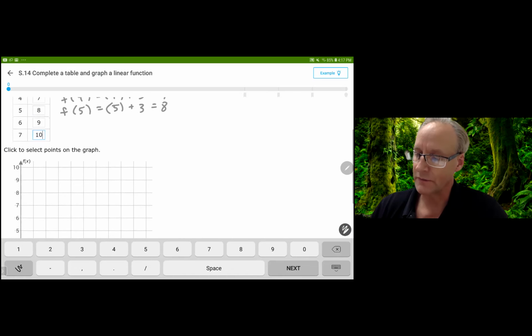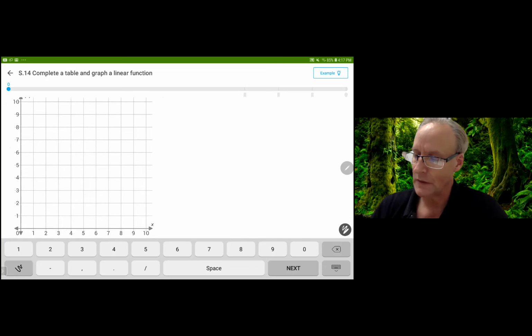Looks like we're looking at 3, 6 to start with. So 3, 6 is right there, and the next one is here. Oh, I guess we're only supposed to graph the 2 points. Let's see. Oh yeah, it only lets you put 2 points on there. But there's the points anyway. And this is, of course, x plus 3.